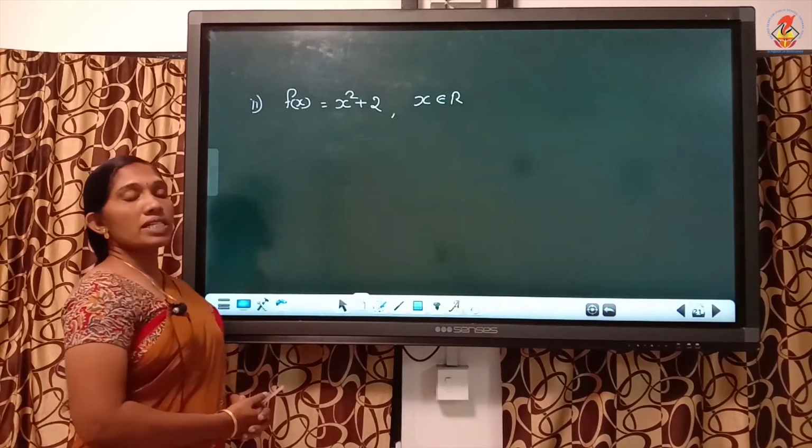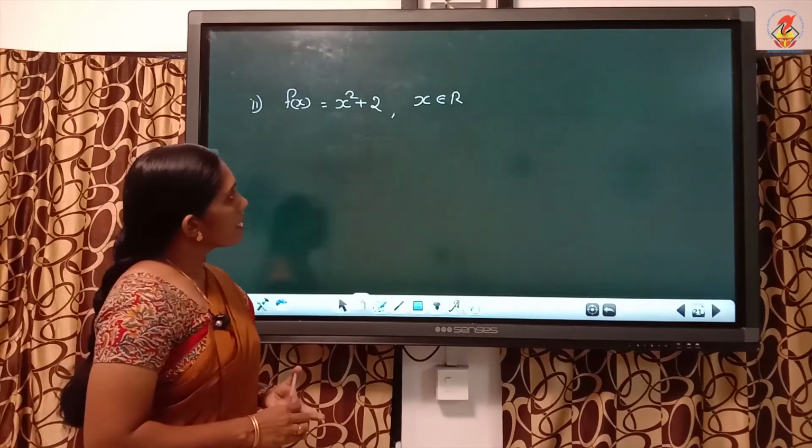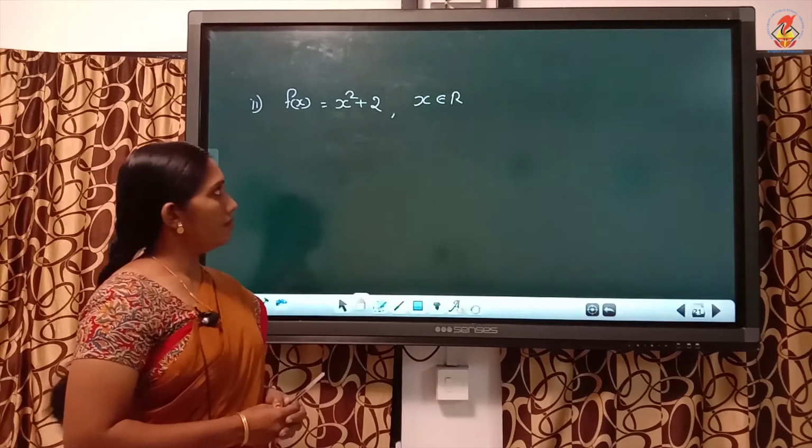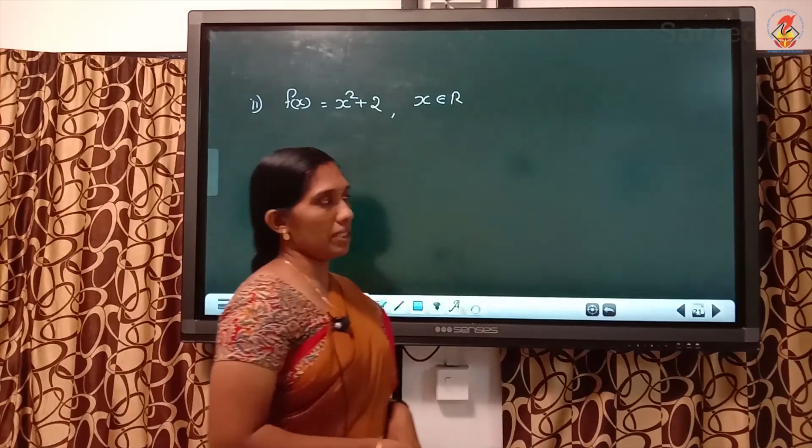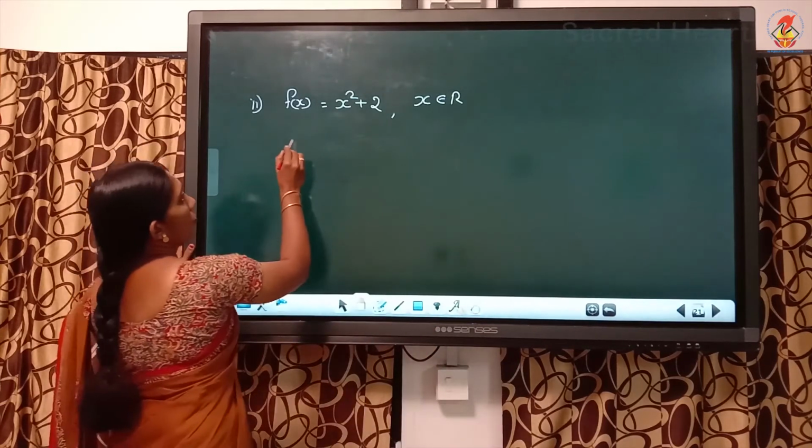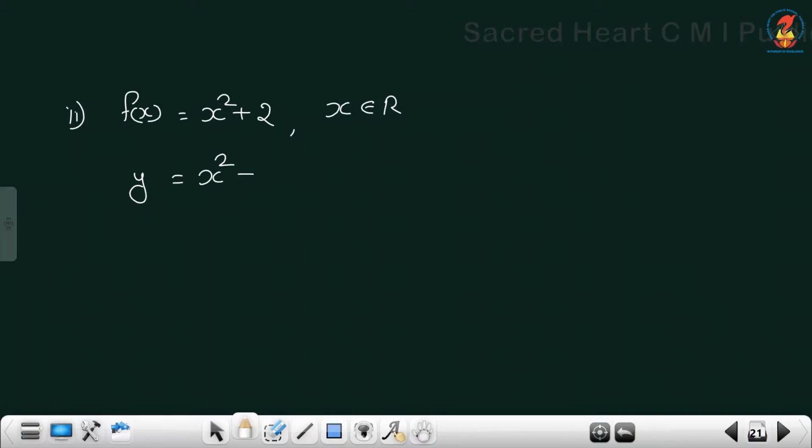Next one, f of x is x square plus 2. x is a real number, it is given. So domain means the set of real numbers. What is the range? So y is equal to x square plus 2.